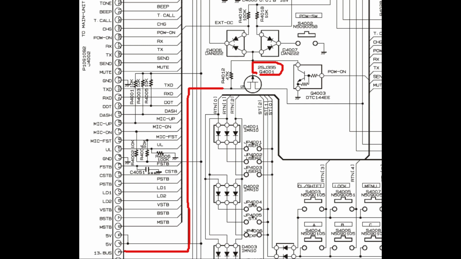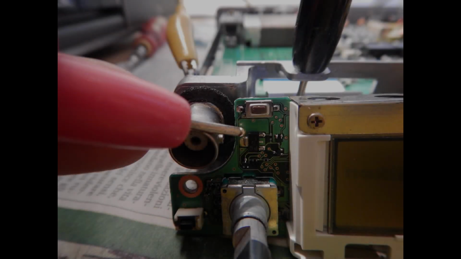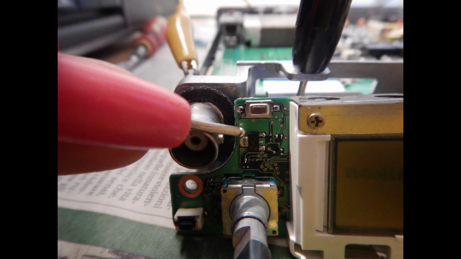The line is labeled 13.8 bus, and we checked that on the main PCB it has the full battery voltage. In the panel PCB, we should find the battery voltage on Q4001 source pin then. Q4001 is this rather large SMD transistor, but I've always found 0 volts on all its pins, so it means the battery voltage rail is interrupted somewhere before reaching this point.